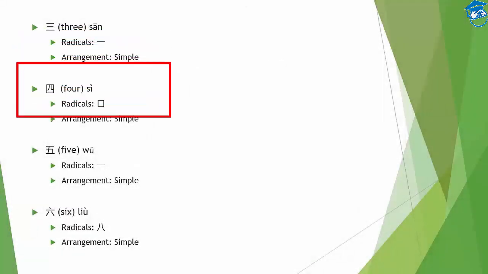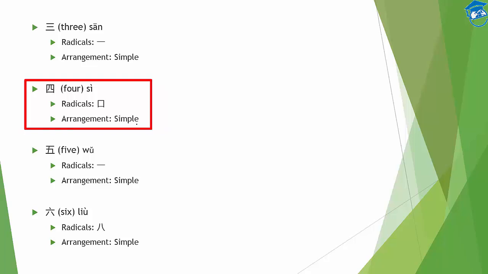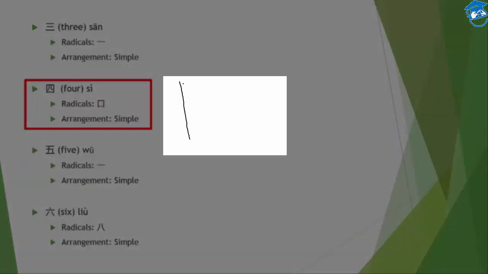Okay, next, number 4. Unfortunately, it's no longer 4 strokes, it's more than that. So number 4 is 四. Okay, and the radical is what is outside here. Okay, the mouth-like character here. The arrangement is simple. Okay, so now I'll show you how to write it. 1, 2, 3, 4, and 5. Okay, 5 strokes for number 4.